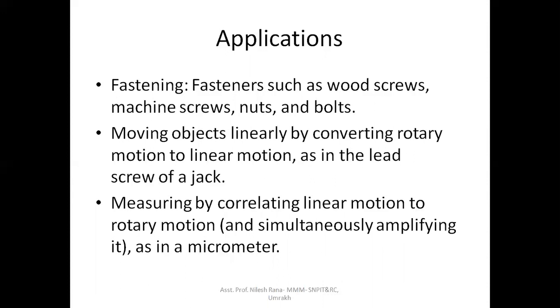The purpose of the screw jack is to pick up the four wheeler or the vehicle up to a certain height, right? So in that we are using the screw. Another application is measuring by correlating linear motion to rotary motion and simultaneously amplifying it, as in a micrometer. You have used a micrometer also. There the thimble and spindle are rotary, and the anvil reciprocates forward and backward.